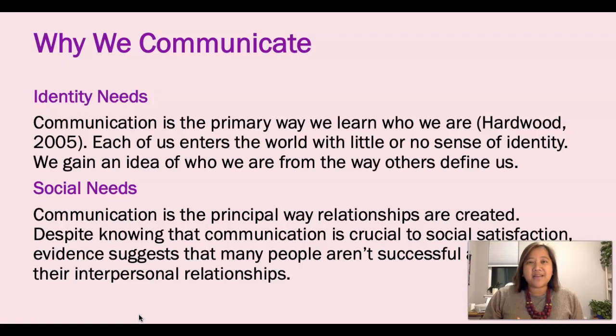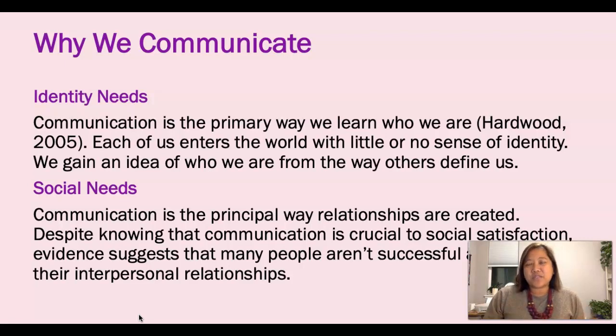So unfortunately here, despite knowing that communication is crucial to social satisfaction, evidence suggests that many people aren't successful at managing their interpersonal relationships. And most of the time, the reason is because we may not be able to communicate effectively with the people who are important in our life.